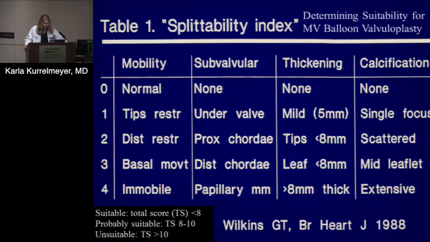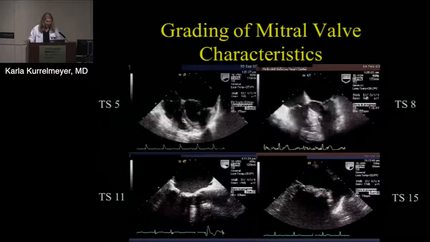It's probably suitable if it's between 8 and 10, and those get referred to the interventional cardiologist, and they decide. And it's unsuitable if it's more than 10. And basically, what does that look like? It looks something like this.